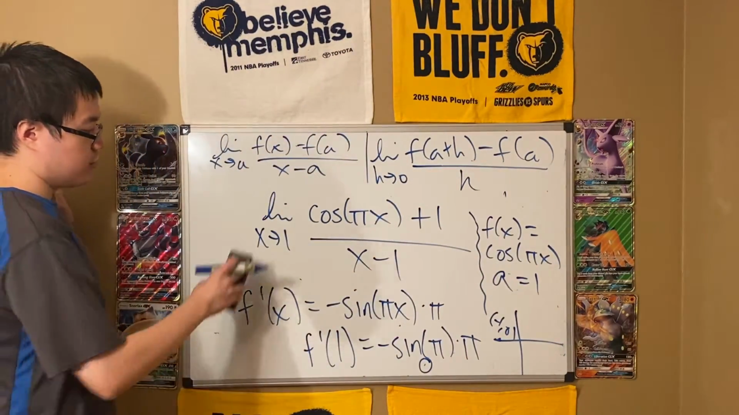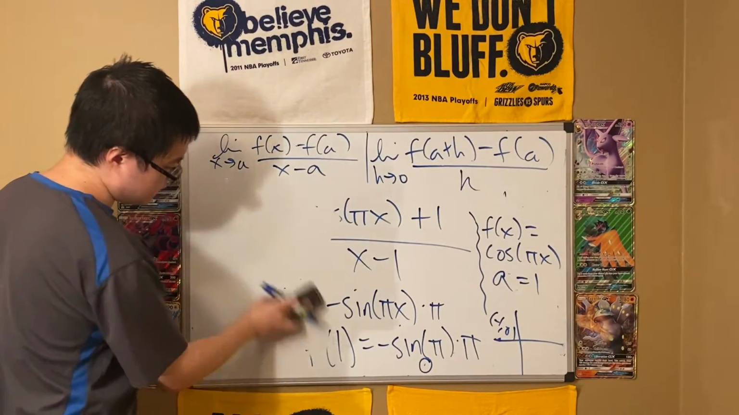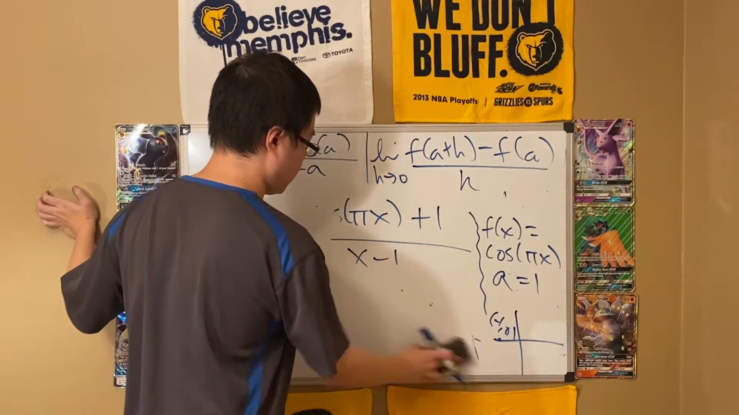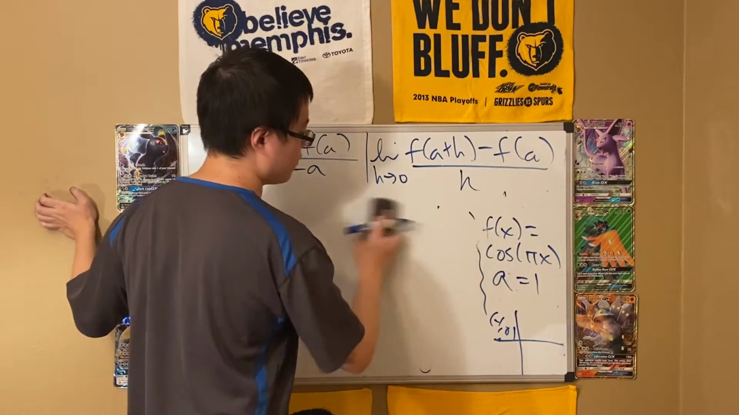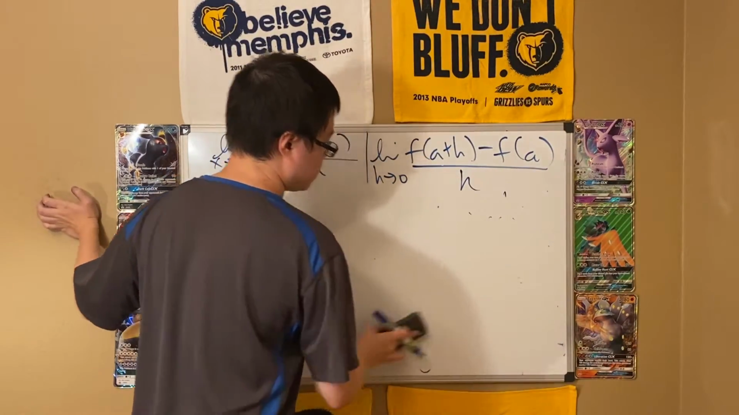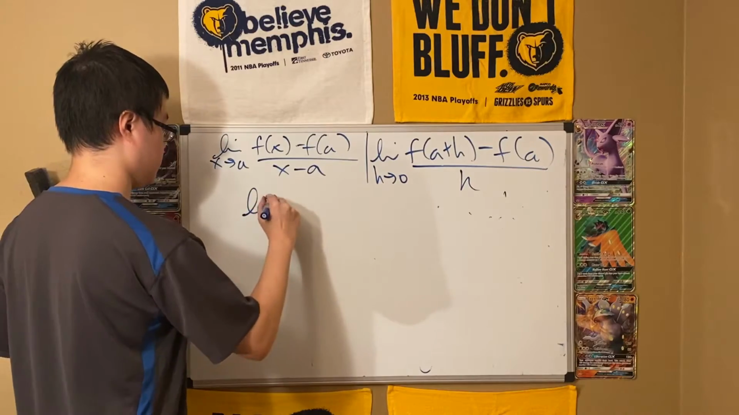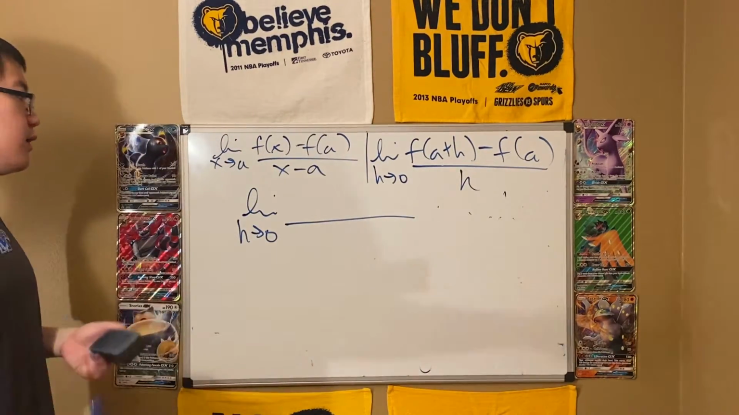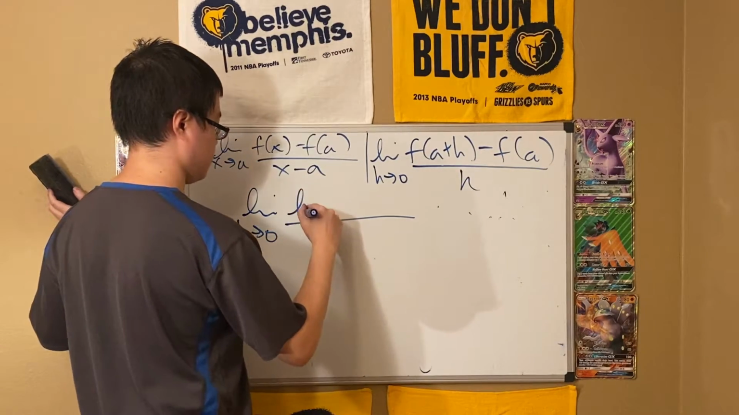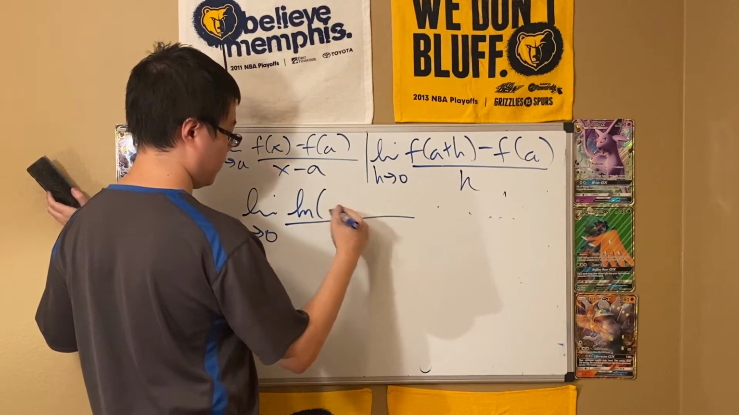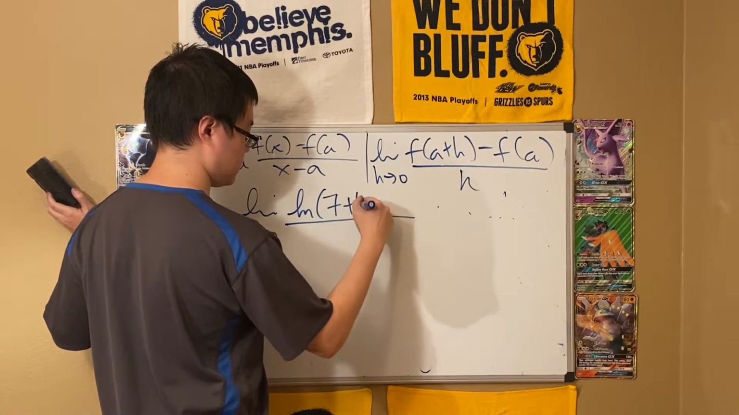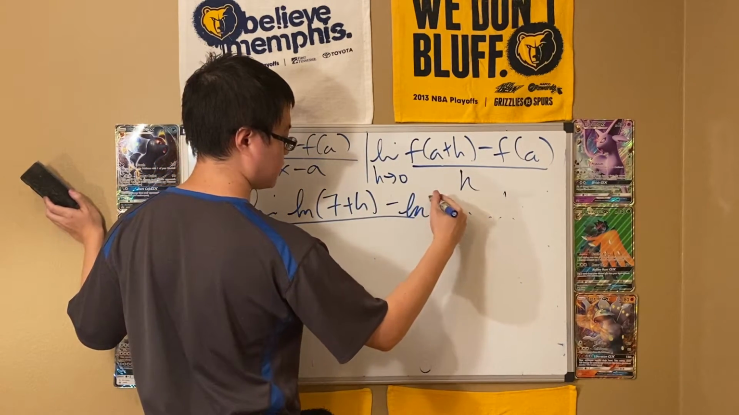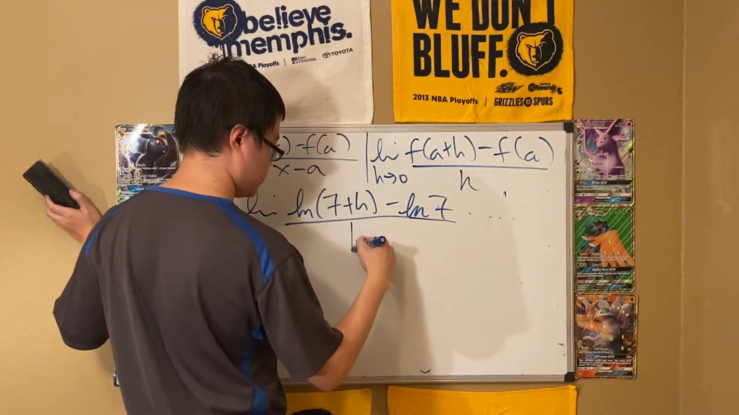So let's do one more h1. I'm going to erase this. One more h1. I believe in this friend. We can do it. So let's do this. Limit as h goes to 0. Let's do ln, because the ln is my friend. Let's do ln of 7 plus h minus ln of 7 over h. So another h1.